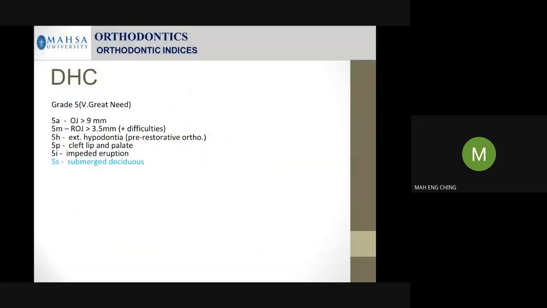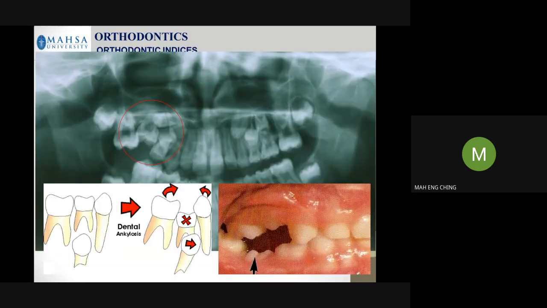Okay, submerged deciduous, like I say, I usually consider it submerged if they bypass the contact point between the adjacent teeth. So let's say it's an E impacted, submerged. If they bypass the contact point between the 6 and the premolar, they come below this contact point, I consider it submerged. It's okay.